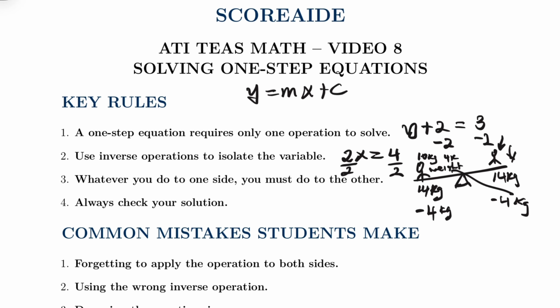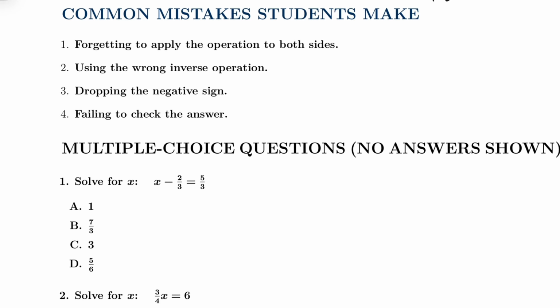So you always need to make sure that whatever you are doing on one side of the equation, you are doing on the other side of the equation. That is very important. And always make sure that you check your work, right? Always check your work. So let's look at some common mistakes that students make when they are solving linear equations on their ATI TEAS exam.